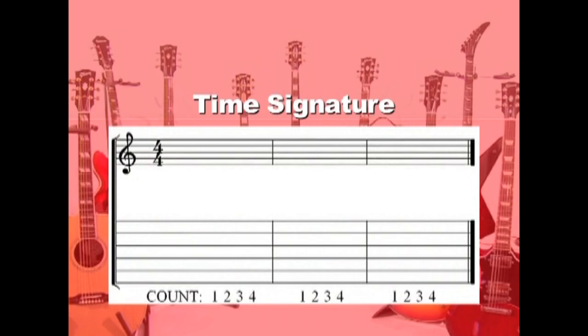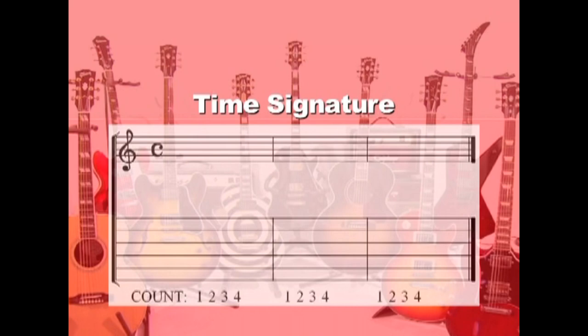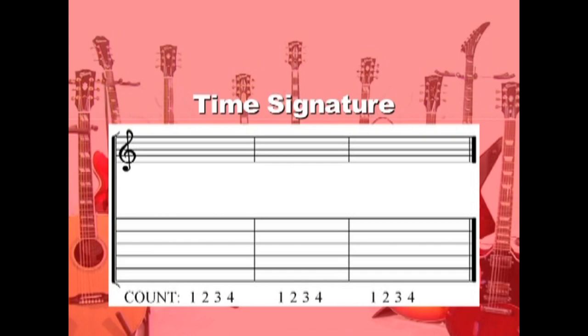4/4 timing is also called common time and is sometimes identified with a letter C in the time signature. Another way to identify 4/4 timing or common time is to leave the time signature blank.